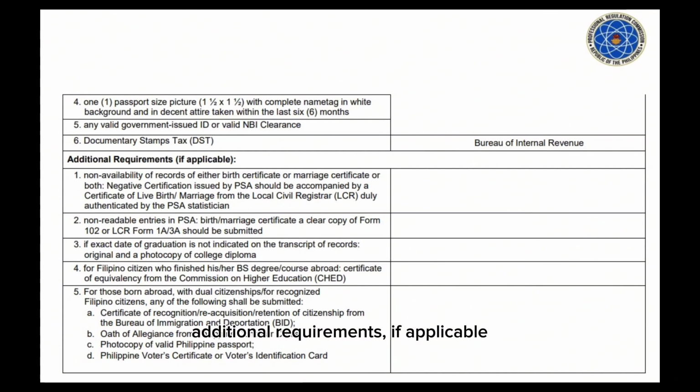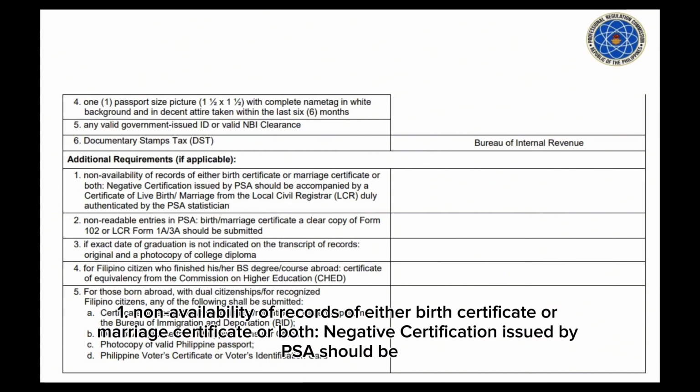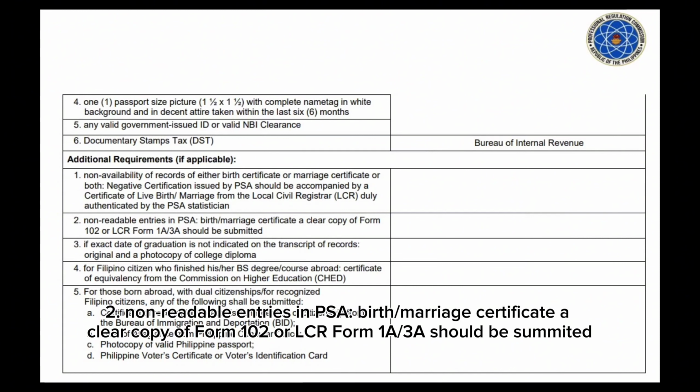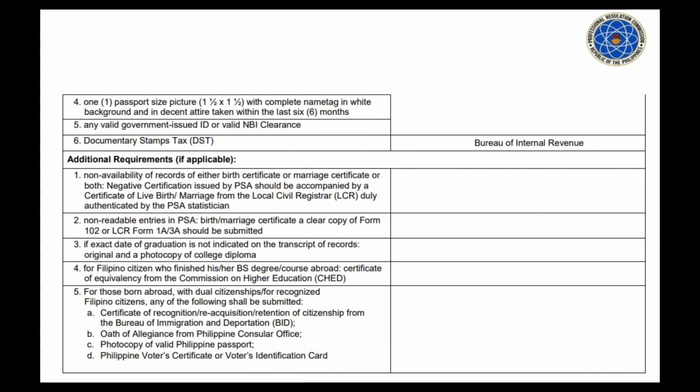Additional requirements if applicable. 1. Non-availability of records of either birth certificate or marriage certificate or both. Negative certification issued by PSA should be accompanied by a certificate of live birth, marriage from the local civil registrar, LCR, duly authenticated by the PSA statistician. 2. Non-readable entries in PSA birth, marriage certificate. A clear copy of Form 102 or LCR Form 1A or 3A should be submitted.